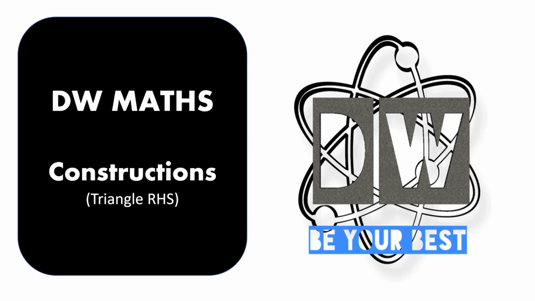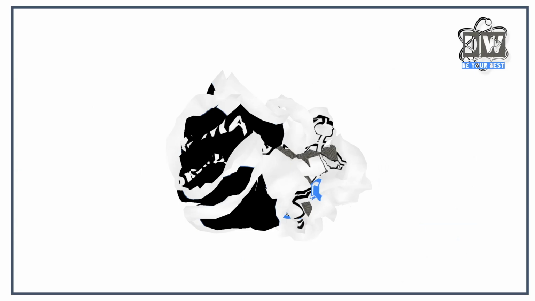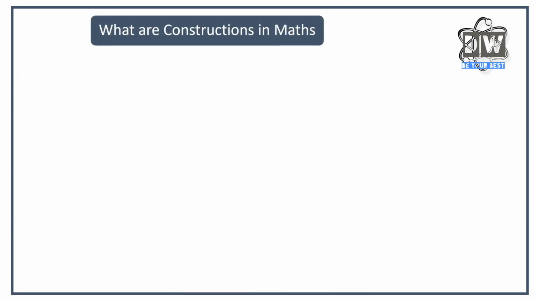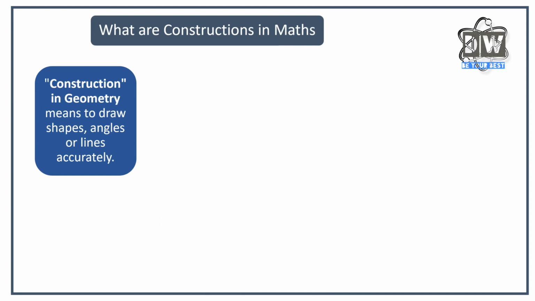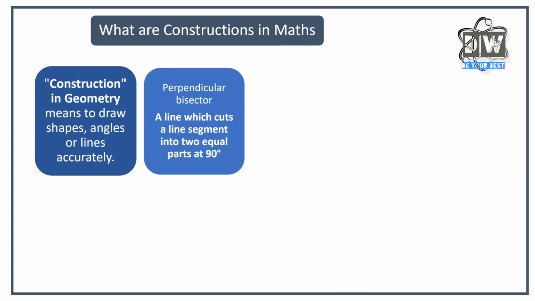This is on constructions on right angle triangles. So very simply, we're going to use what we learnt from the perpendicular line bisector to our advantage on this one. We're not allowed to use a protractor. We're going to use the construction methods, which means to draw shapes, angles, lines accurately. And we're going to use the perpendicular bisector, which cuts a line segment right through the middle at 90 degrees. And we're going to use this to our advantage. So here we go.